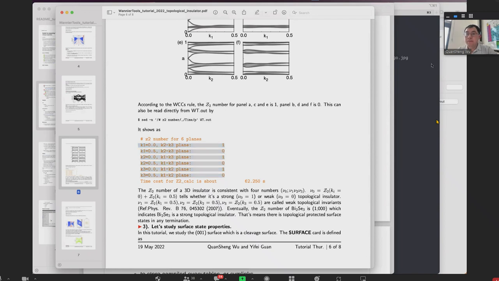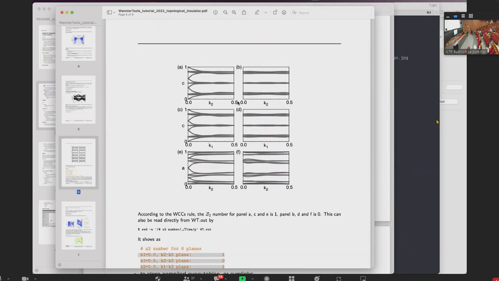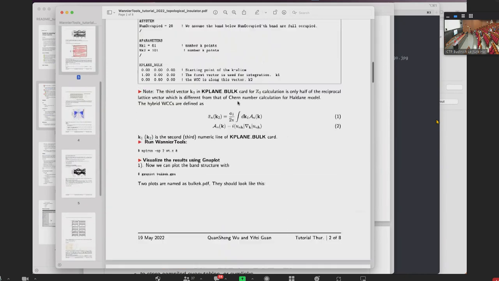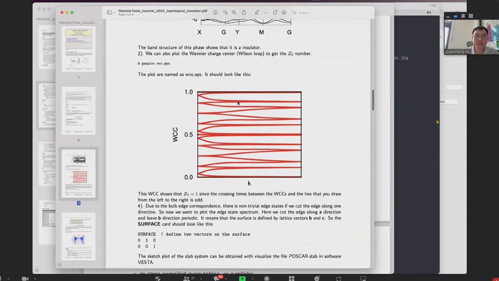Okay. Sorry, can we take one question from the room in Trieste? Yes, yes, yes. We're just trying to understand how this plot of the Wannier charge center was generated. So still back to the third page, progressing slowly. This one? Okay. Yes, exactly. So on this plot, what is the k on the horizontal axis? We have kx and ky, right?